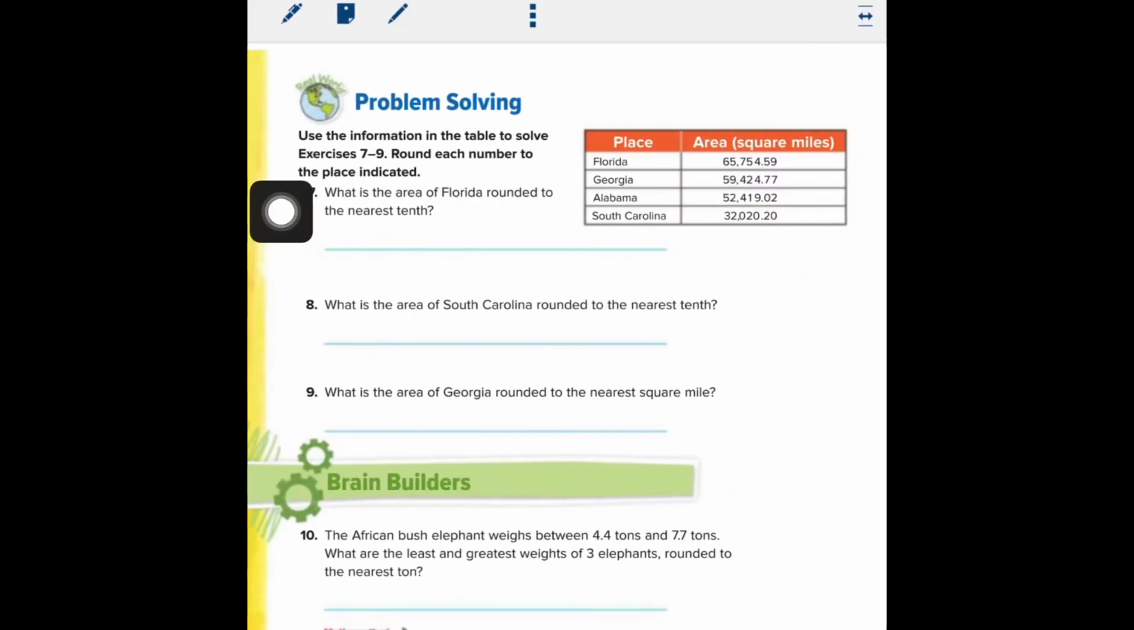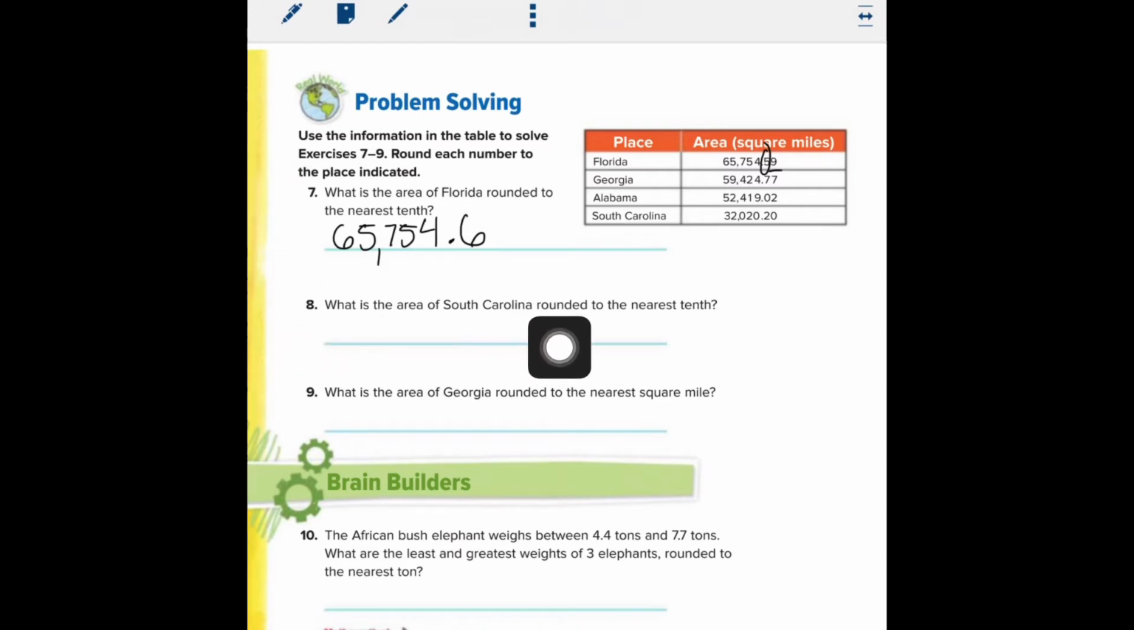What is the area of Florida rounded to the nearest tenth? Florida. Here it is, that great big number, but the nearest tenth is just right there. So that 9 is going to determine what the target number of 5 is going to do. So it's going to round it up to the nearest number. So we're going to go 6, 5, 7, 5, 4, and that 9 is going to make that 5 a 6. Put our decimal there, 65,754 and 6 tenths.